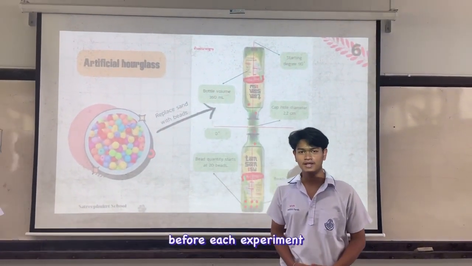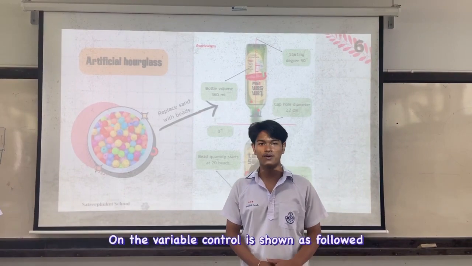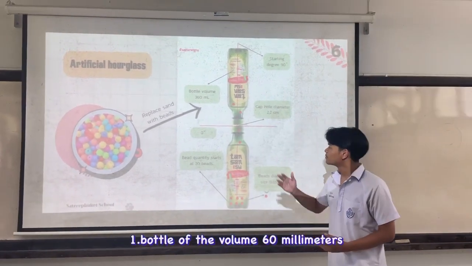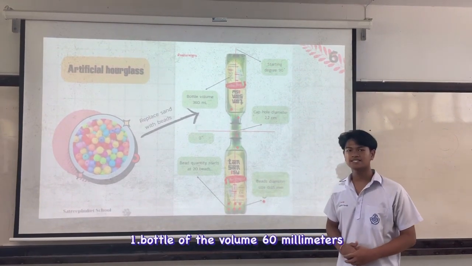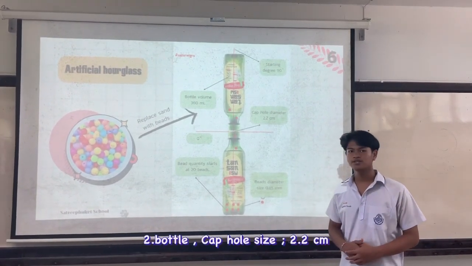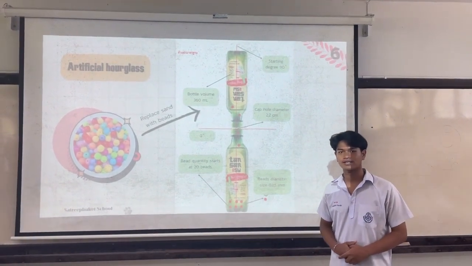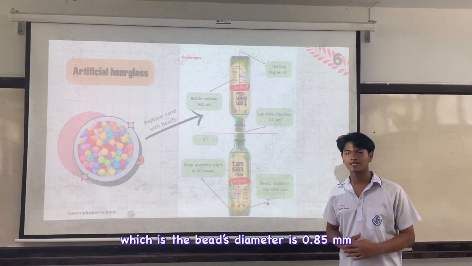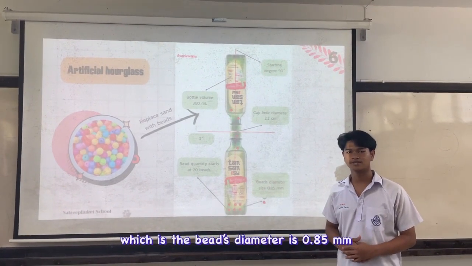Before each experiment, we will define the standard variables, or the control variables, as follows. 1. Bottle with a volume of 360 ml. 2. Bottle cap hole diameter 2.2 cm. And the last one, 250 beads with each bead diameter 0.85 mm.